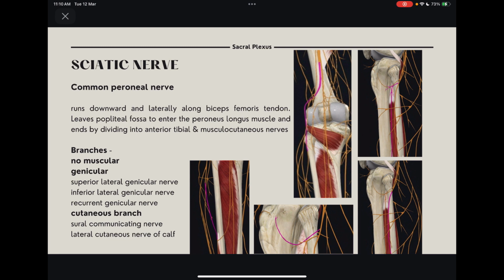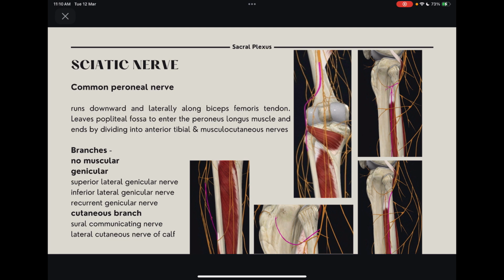Unlike the tibial nerve, the common peroneal does not have any muscular branches. It has genicular branches, giving the lateral aspect, so the superior and inferior lateral genicular nerve, because the tibial was giving medial. The common peroneal also gives a recurrent genicular nerve, a nerve that will go back up. And it gives cutaneous branches. It gives the sural communicating nerve, which will continue and join the sural nerve, supplying the lower half of the back of the leg and the lateral dorsum of the foot and the lateral part of the little toe. And it also gives the lateral cutaneous nerve of the calf, so supplying cutaneous innervation for the lateral part of the calf.